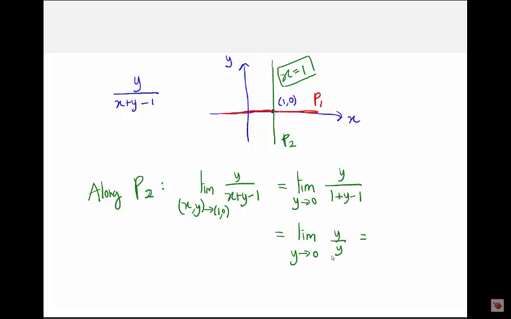Well, we need to simplify this function first before we compute the limit. But after simplification, this is just a constant 1, which is independent of y anyway. Therefore, the limit of a constant 1 is always 1. Okay, so we have arrived at a limit which is different from the one we had previously. Therefore, we have found two paths, P1 and P2 in particular, along which our function has different limits at the point (1, 0). Therefore, there could be no limit in the first place. In other words, the function actually does not have any limit at the point (1, 0).